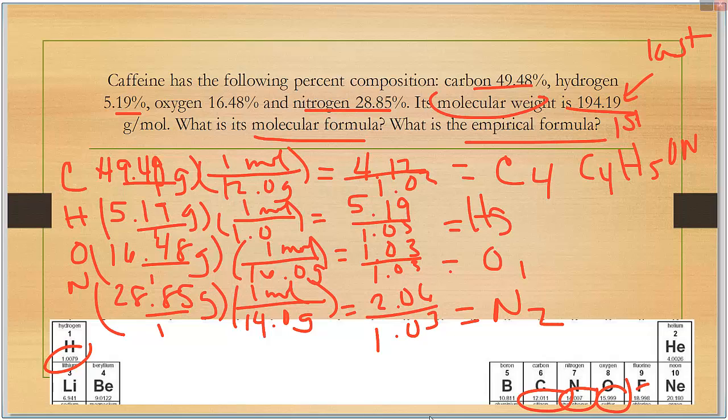It went right on the bottom. Okay. So 4 times 12.0 from the molar mass gives us 48. I'm going to shorthand this because I'm running out of room. 5 times 1.0 is 5. 1 times 16 is 16. And 14 times 2 is 28. We're going to add all that together.